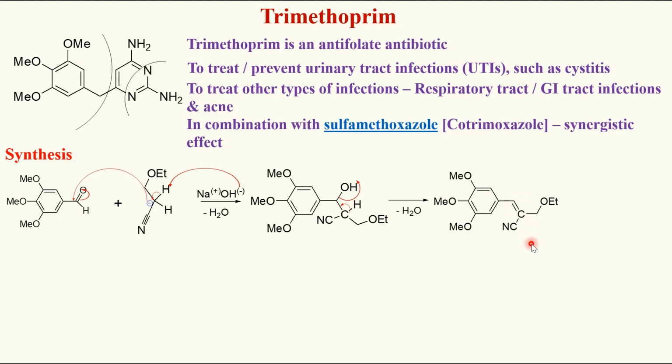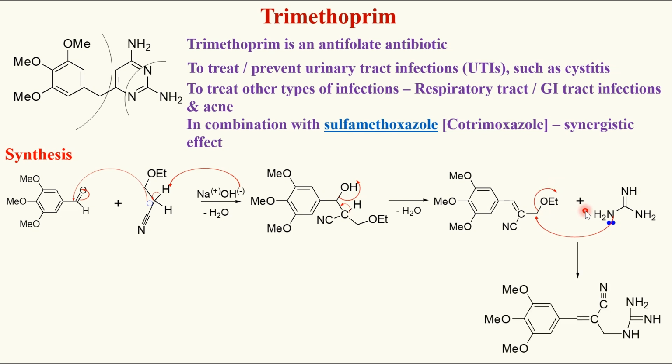This alkene derivative, which is formed, is treated with guanidine. The lone pair of electrons on the nitrogen of the amino group present in the guanidine attacks the carbon, and it kicks off the ethoxy group as it is an easy leaving group, and it gives rise to the corresponding derivative with C-N bond formation.